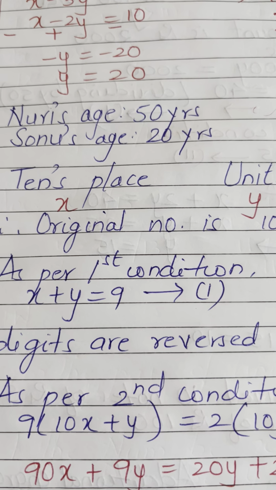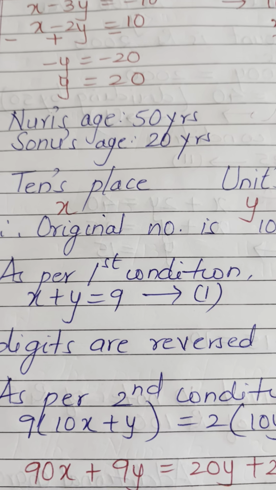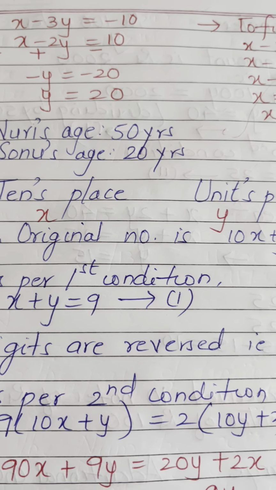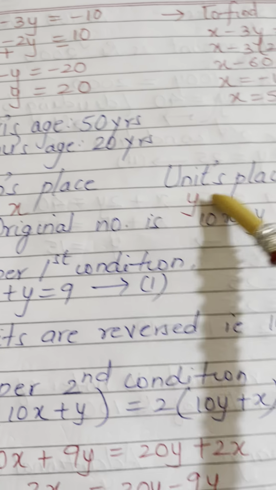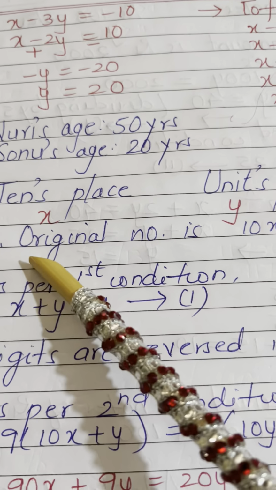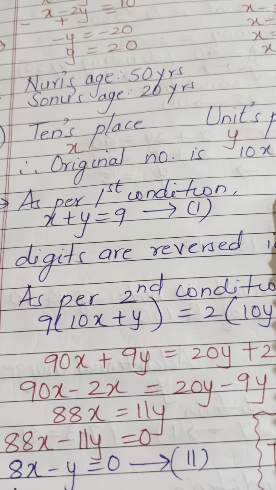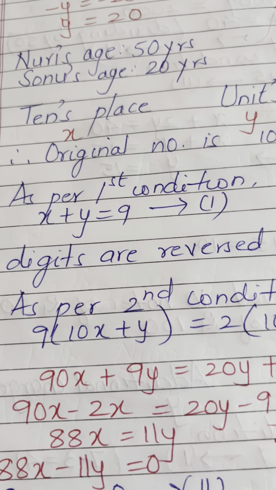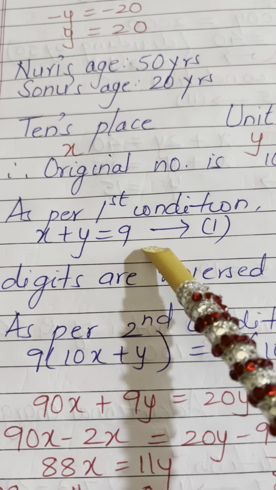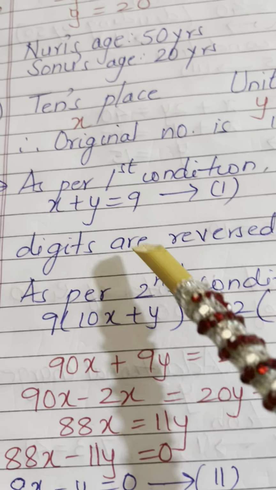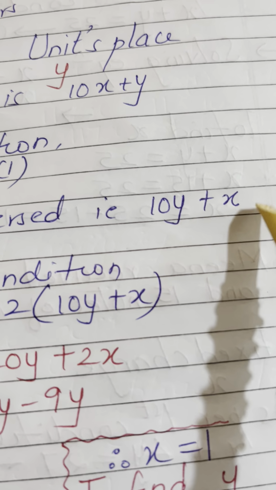A 2-digit number. The sum of the digits of the 2-digit number is 9. A 2-digit number means 10, 11, 12, 13, 14. Let the tens place be x and the unit place y. The original number is 10x plus y. Is the first statement clear to everyone? As per the first condition, the total sum is 9. This means x plus y is equal to 9. Digits are reversed or interchanged. We get a new number 10y plus x.